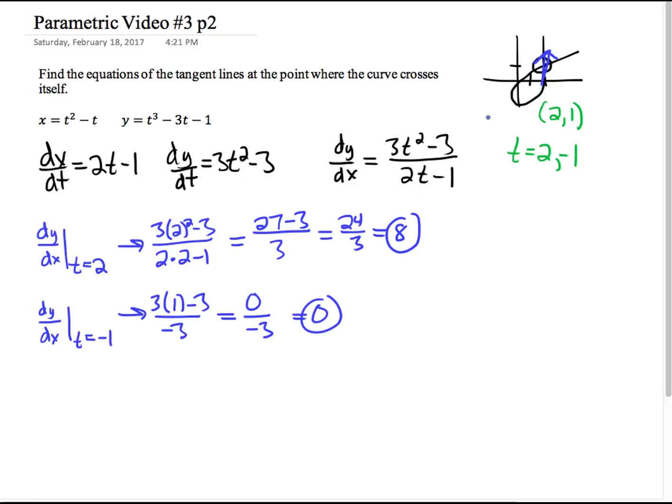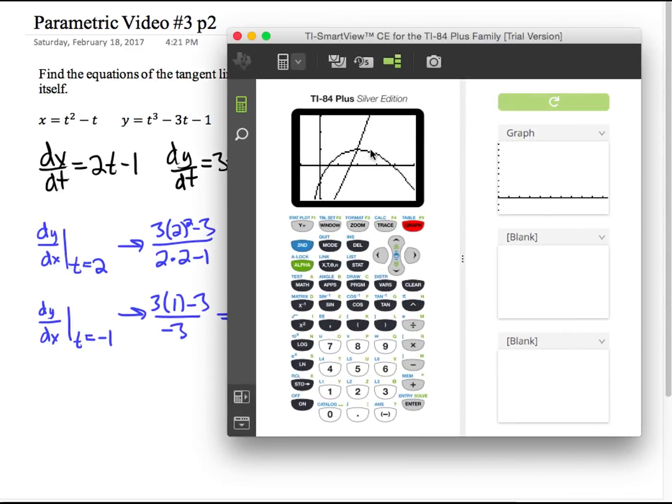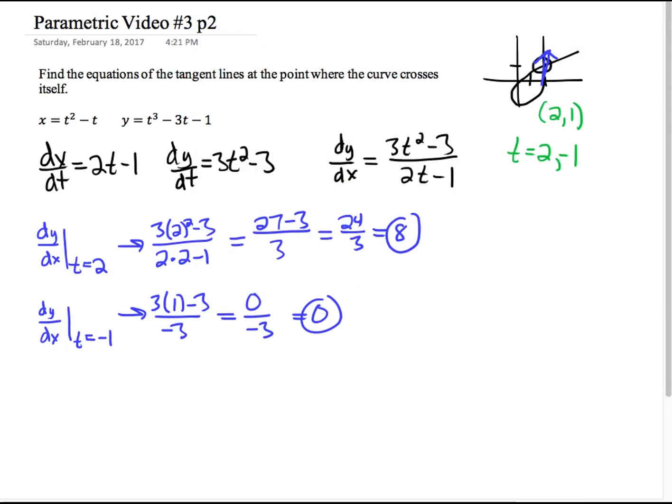So is that really 0? I'm a little bit skeptical on that. Go back and look at our curve real quick. Oh, it does look flatter. You see how it looks flatter there? This one does look steeper. I think we're good to go. So we should be good. Let's actually create our tangent lines and be done with this problem.